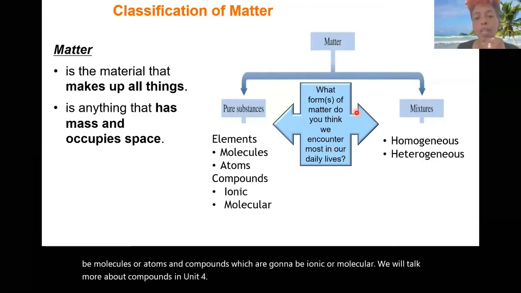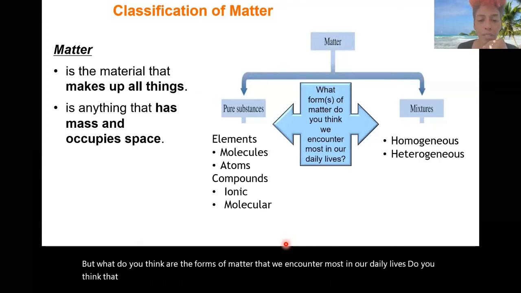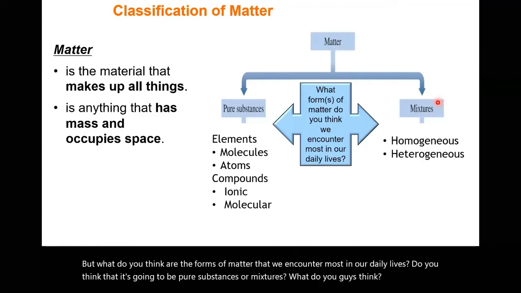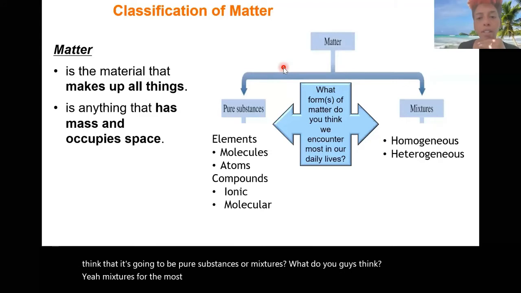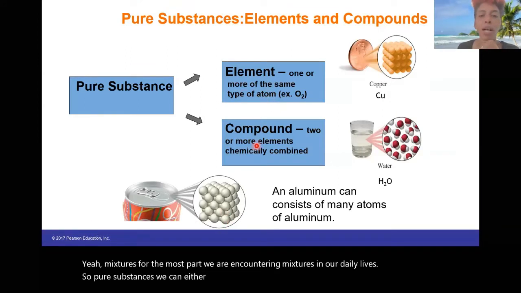but what do you think are the forms of matter that we encounter most in our daily lives? Do you think that it's going to be pure substances or mixtures? What do you guys think? Yeah, mixtures. For the most part, we are encountering mixtures in our daily lives. So, pure substances. We can either have elements or compounds.